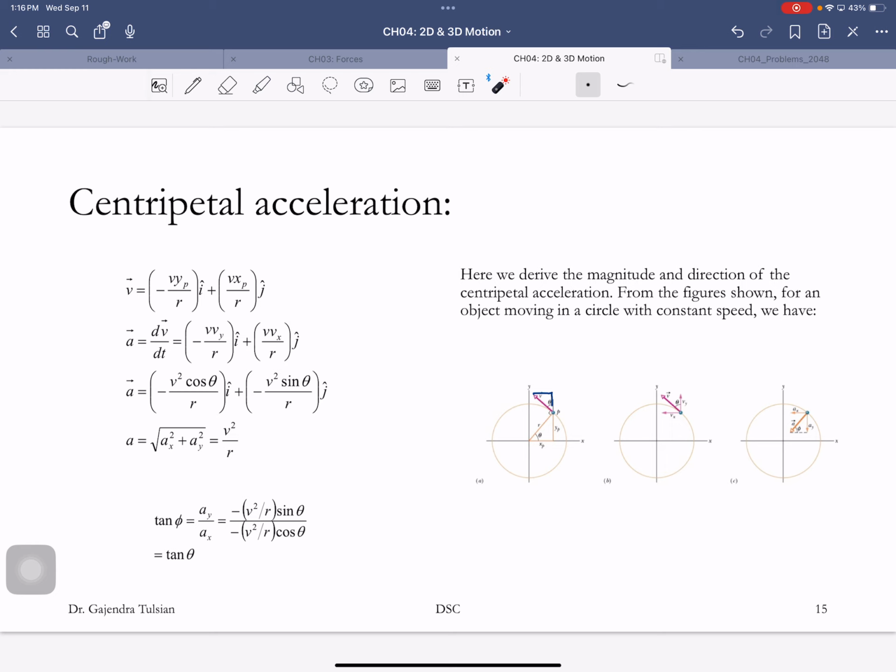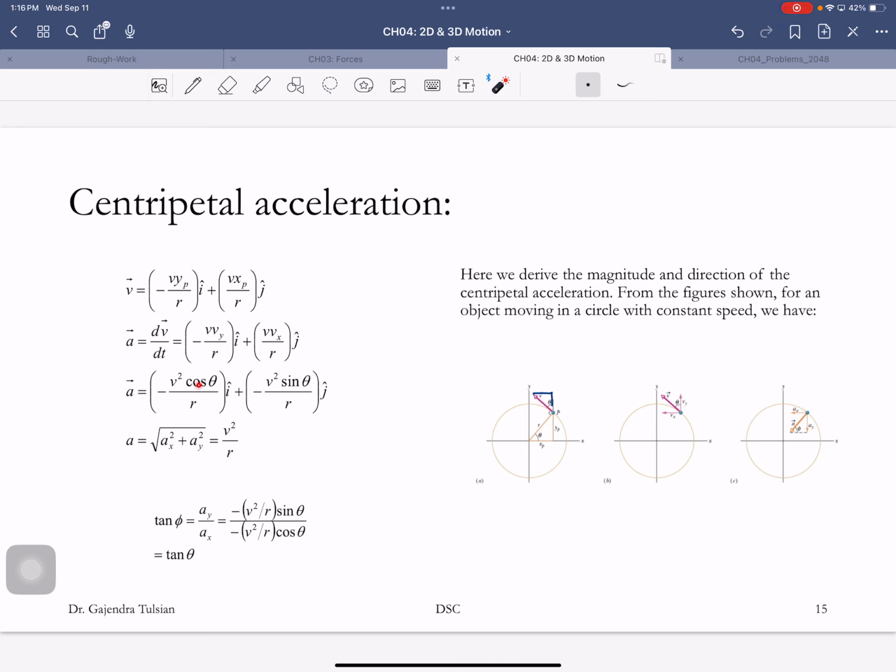Vx is V sine theta. No, Vy is V cosine theta. Vx is negative V sine theta, and we have those. And the magnitude of the acceleration is, here's the x component of the acceleration, here's the y component of the acceleration.